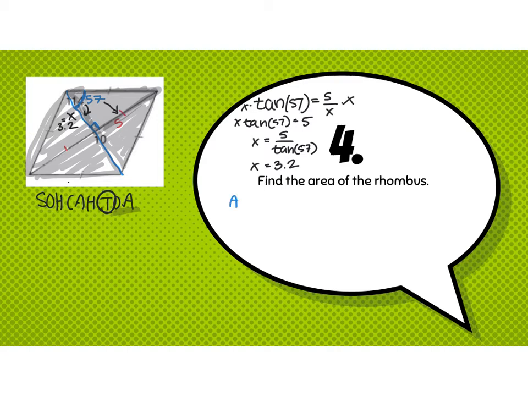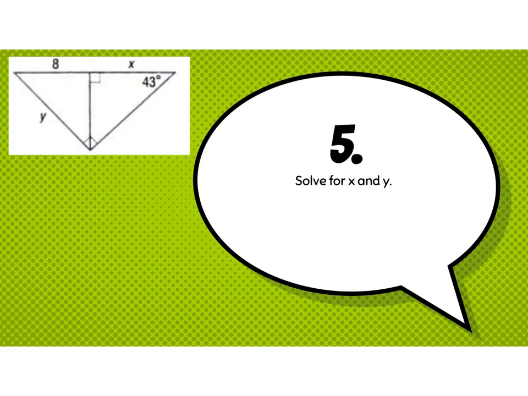So we're going to find the area of 1 of them. 1/2 times 5 times 3.2 gives 8. So that's just one of those triangles. I'm going to take 8 and multiply it by 4 because there's 4 of them. So 32 units squared. In example number 5, we need to find x and we need to find y.